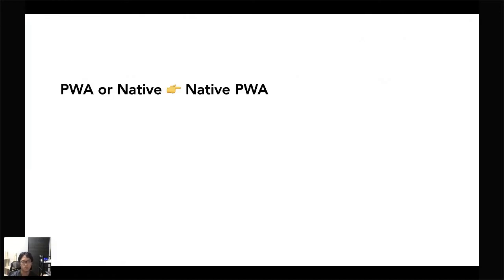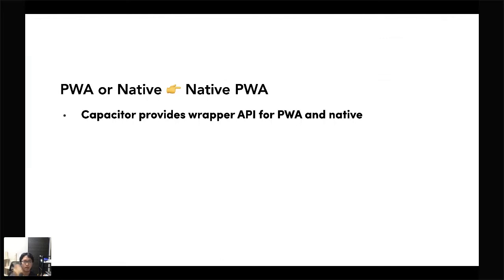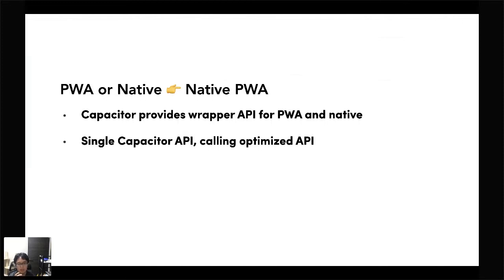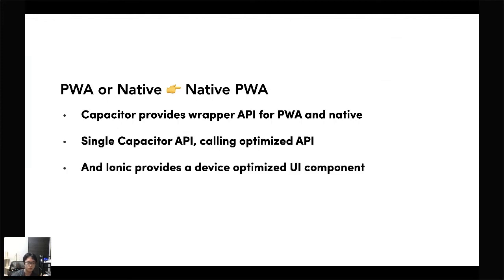But our solution is Capacitor. We need to change our mind. Before, we had to decide between PWA or native application. But next, using Capacitor, we can focus on both native and PWA. So that's why we say native PWA. Capacitor provides a wrapper API for PWA and native. We just call a single Capacitor API, and Capacitor bridges the API call to the optimized device API. And Ionic provides device-optimized UI components. So using Capacitor and Ionic, we can easily create PWA and native applications from JavaScript.